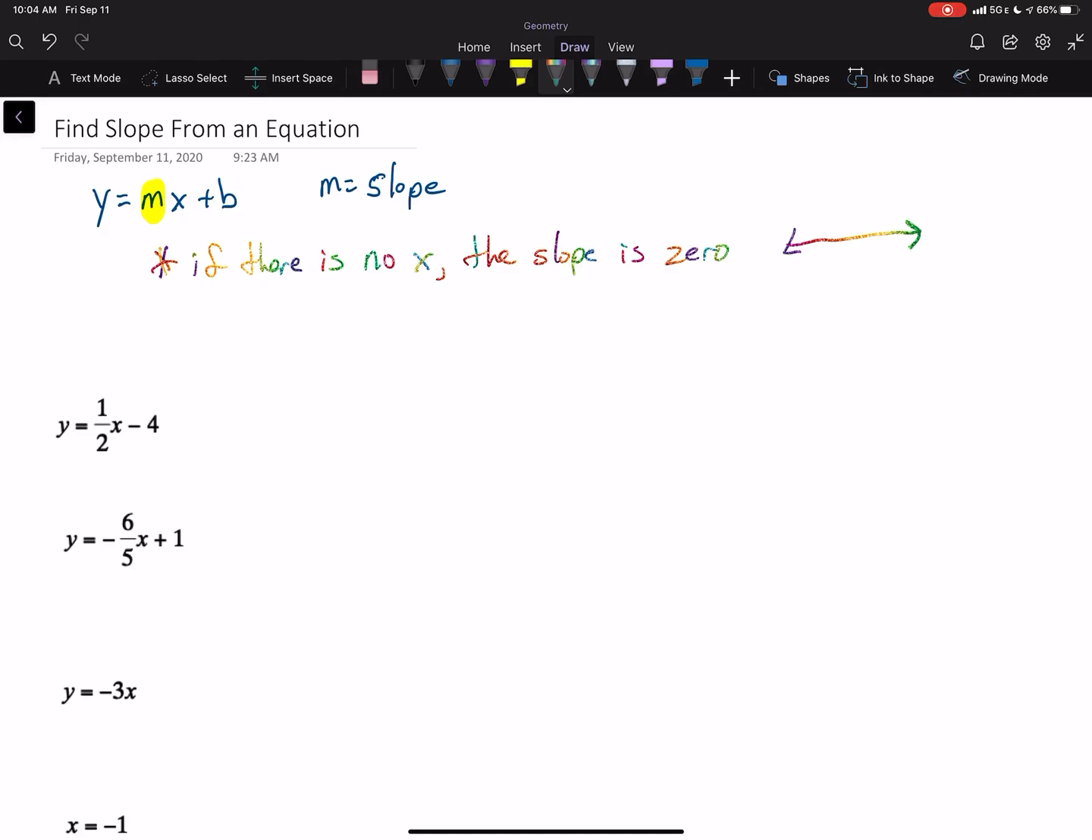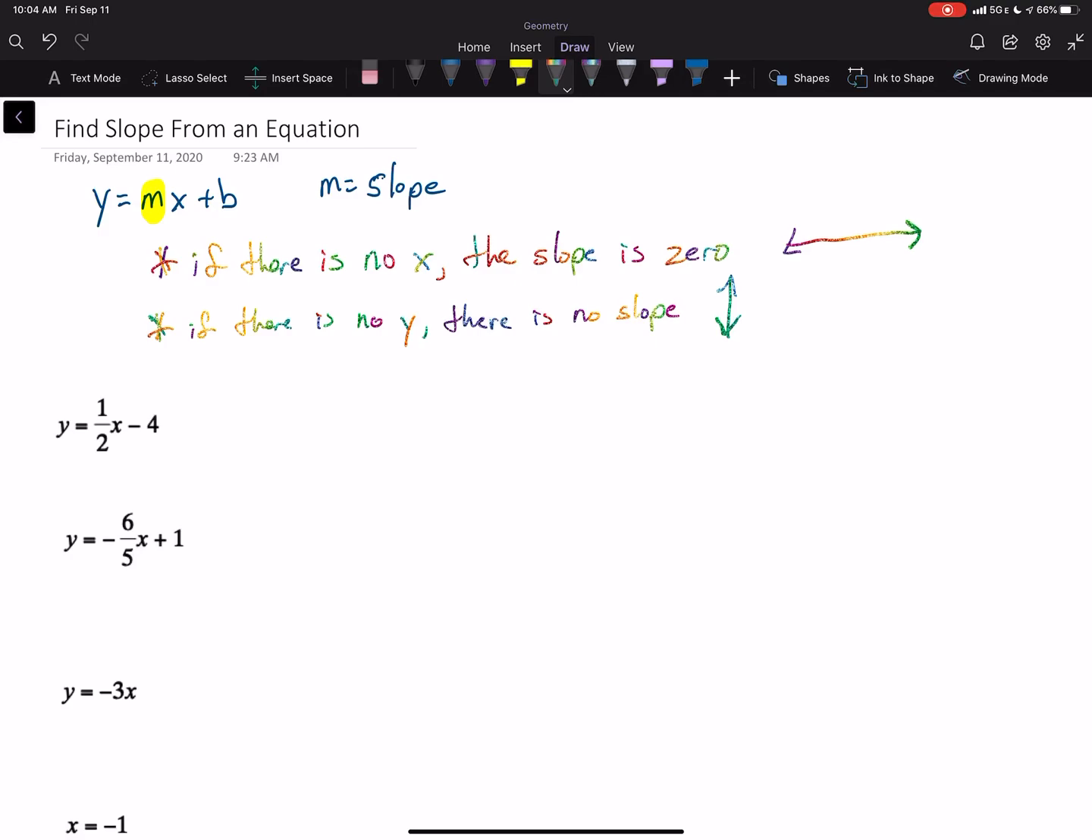Okay, so then if there's the other option, if there is no y, there is no slope, or the slope is undefined. That means it is a vertical line because it never intersects with the y axis.